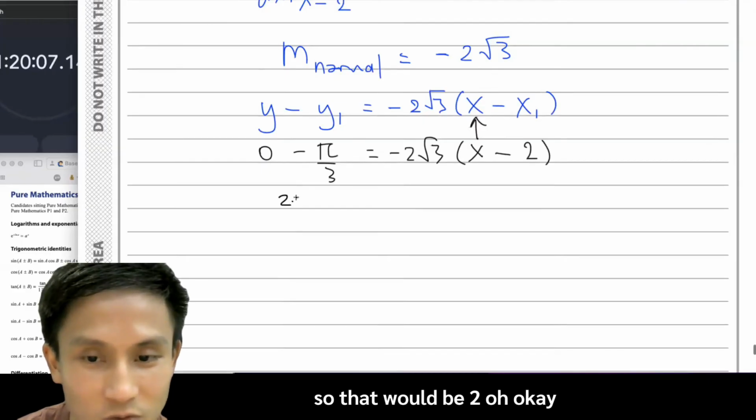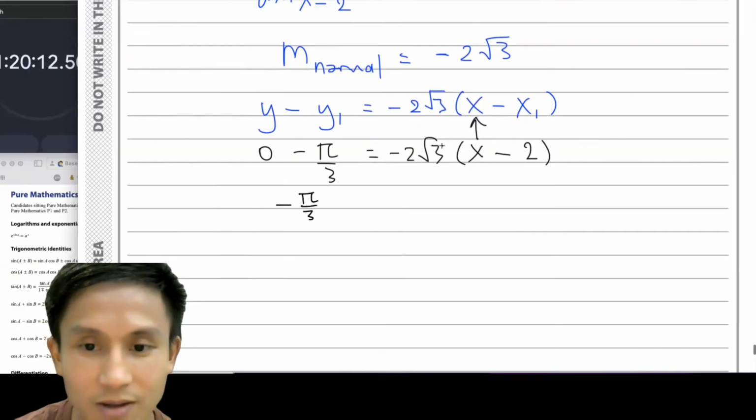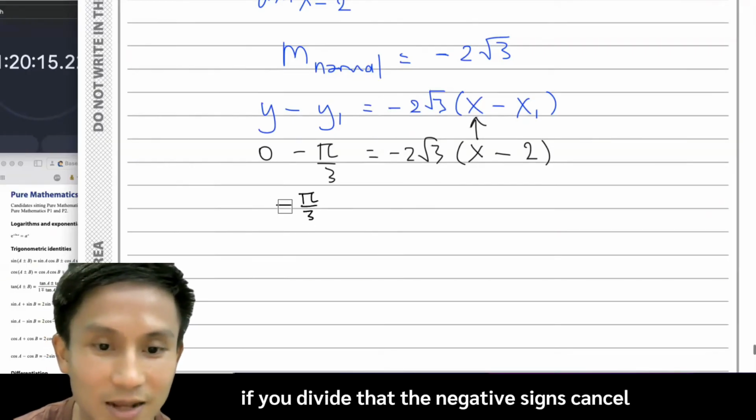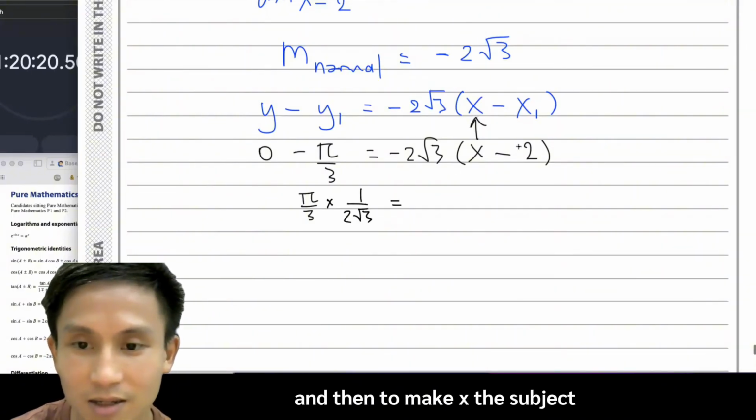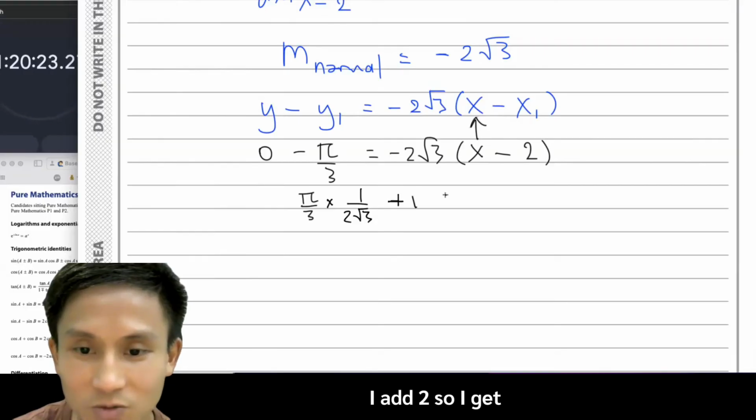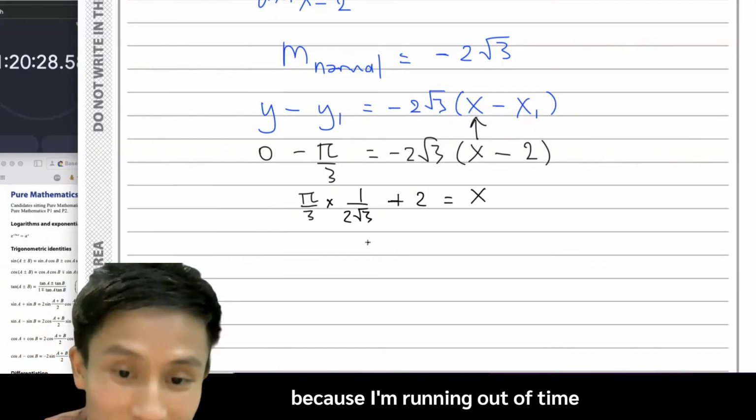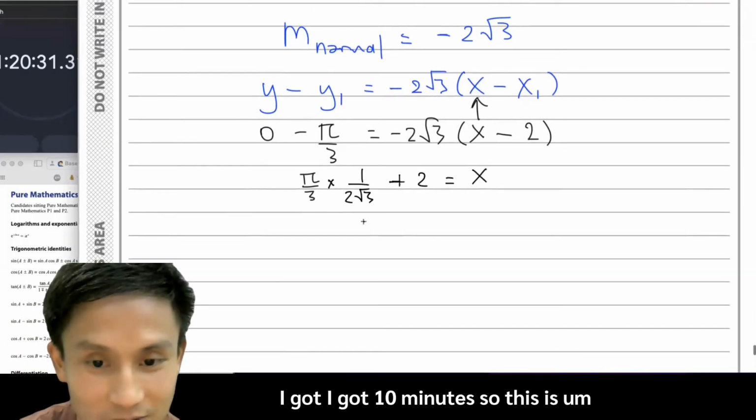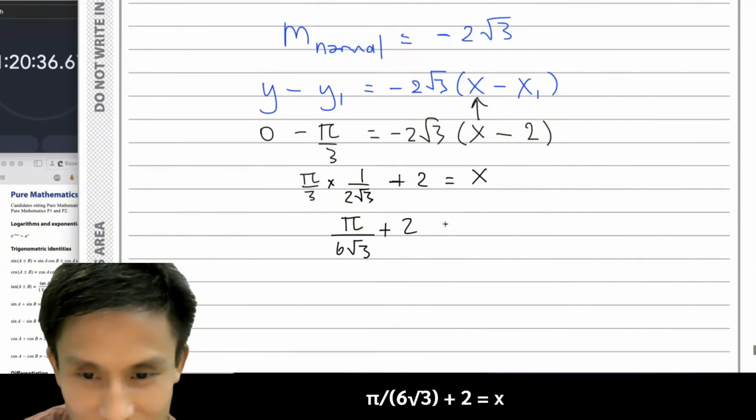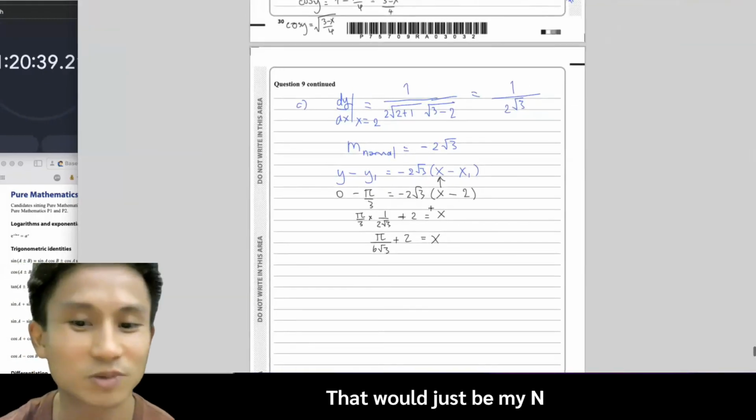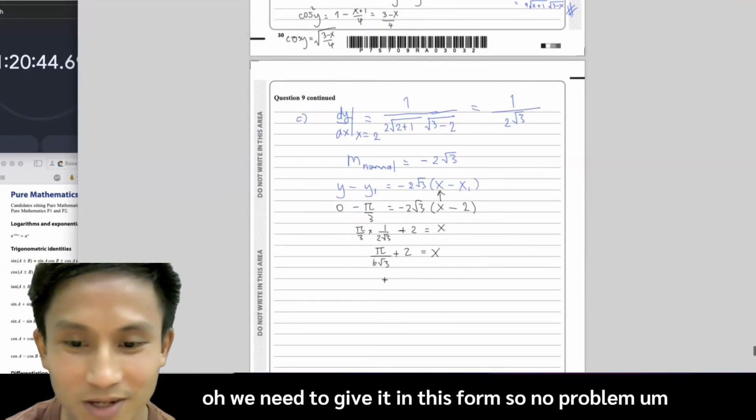So that would be 2. Oh, okay. So this is minus pi over 3. If you divide that, the negative sign cancels. I'm going to get 1 over 2 root 3 down here. And then to make x the subject, I add 2. So I get x on the right side. Just doing it faster here because I'm running out of time. I got 10 minutes. So this is pi over 6 root 3 plus 2 equals x. That would just be my N. Do we need to answer exact? Oh, we need to give it in this form, so no problem.